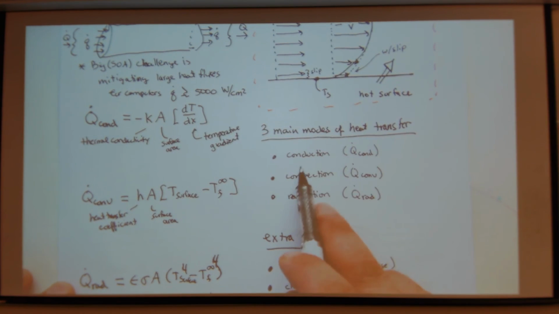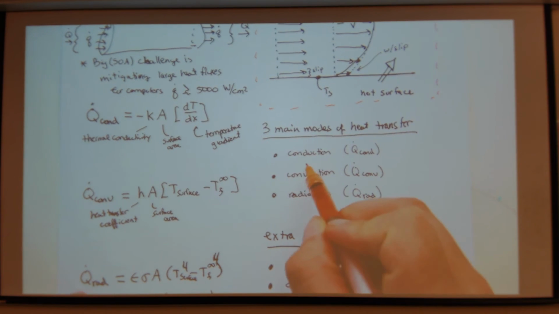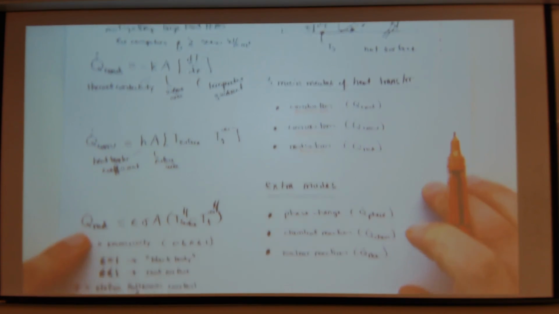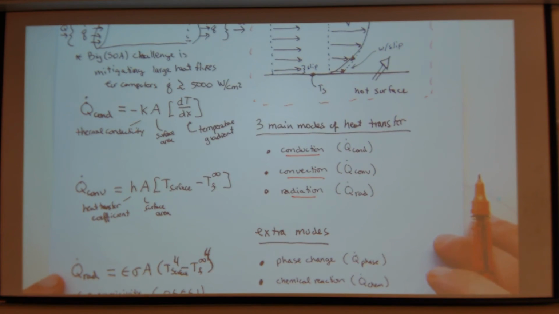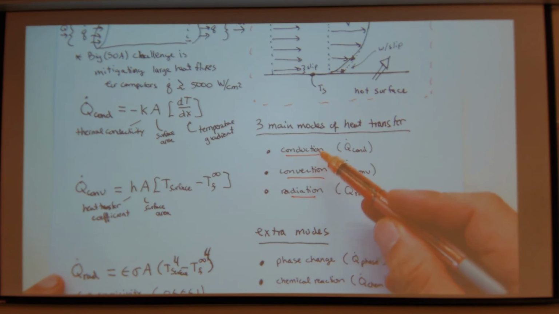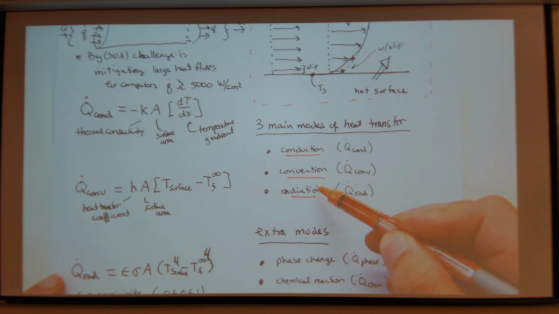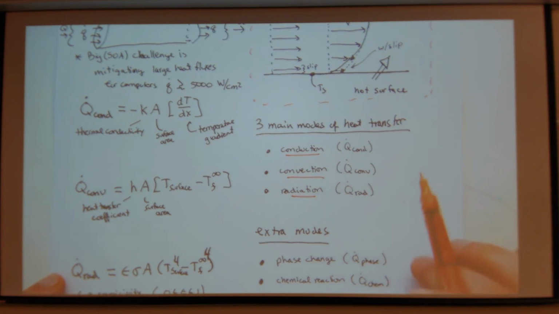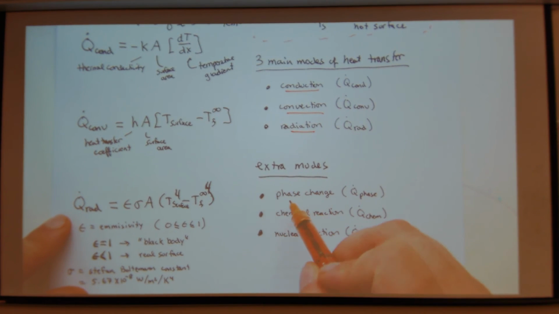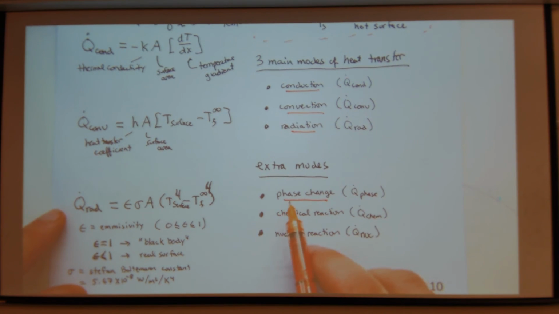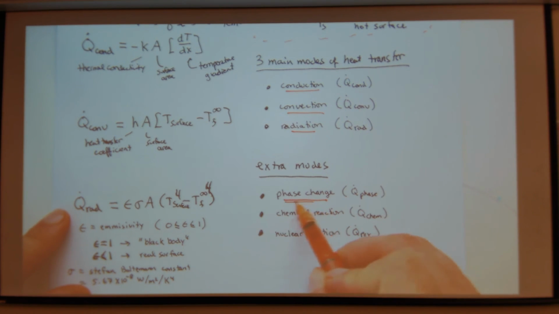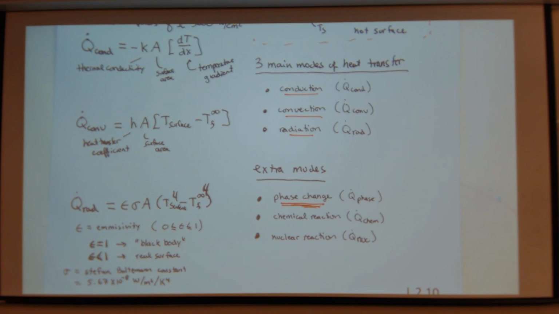So the 3 main modes of heat transfer are conduction, convection, and radiation. In this class, we just use these every once in a while. What we really use is some extra modes related to phase change. I've already talked about evaporating water or melting ice. So there are extra modes: phase change, chemical reactions, or nuclear reactions. This class mainly deals with heat transfer associated with phase change.